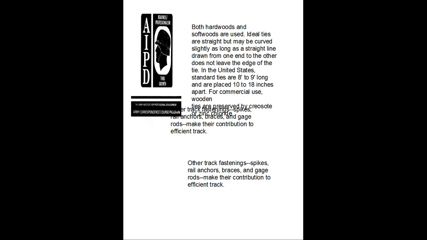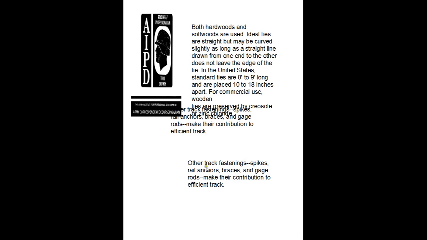Both hardwoods and softwoods are used. Ideal ties are straight, but they may be curved slightly, as long as a straight line drawn from one end to the other does not leave the edge of the tie. The United States standard ties are placed about 8 inches apart. Ties are pressurized, and they can carry the track fastening spikes, rail anchors, braces, and gauge rods, which may contribute to efficient track.